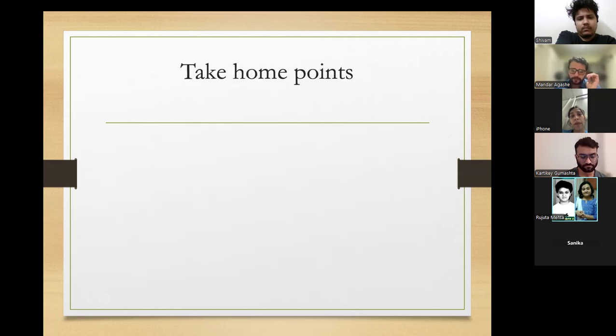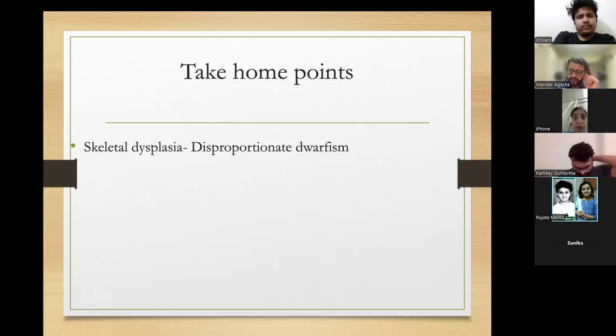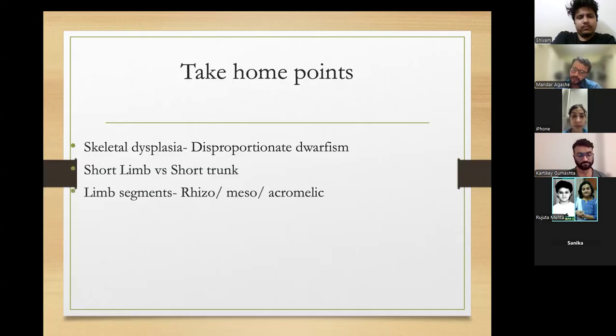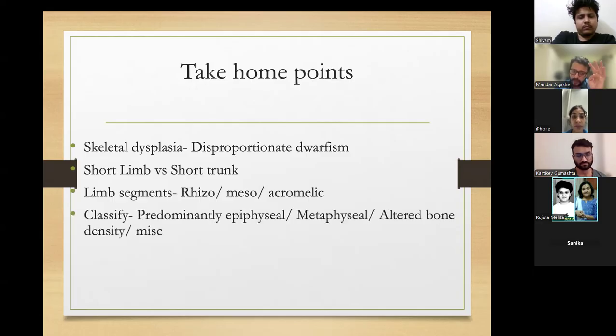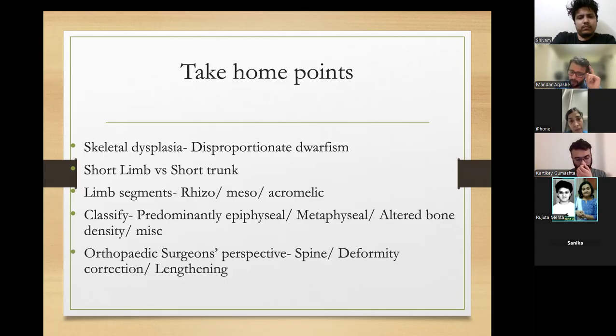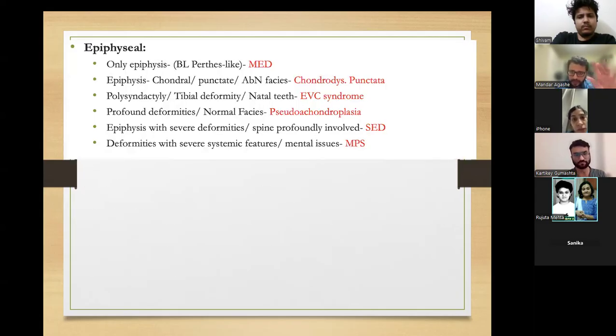All right. So, take home points. Remember, skeletal dysplasia is about disproportionate dwarfism, divided into short limb versus short trunk, divided into segments, that is rhizo, meso, and acro. Again, classify into these 4 types. And remember the orthopedic surgeon's perspective. I'm just going to reiterate what I discussed about the radiological features.